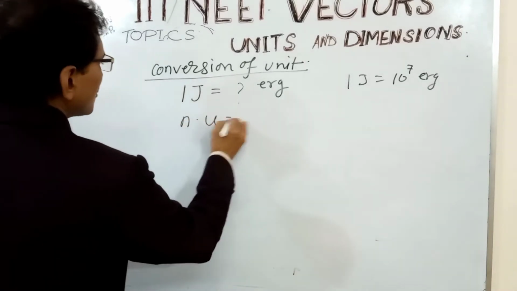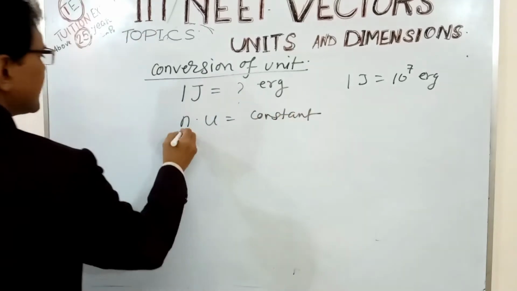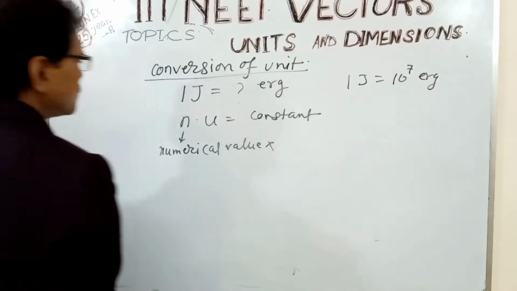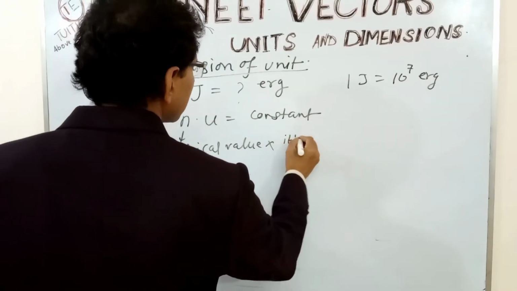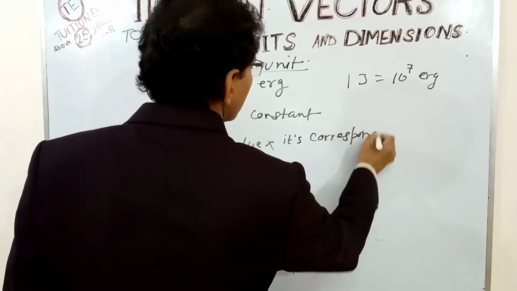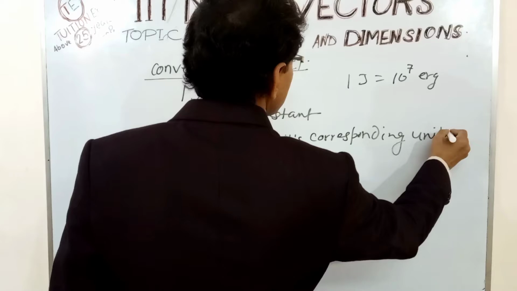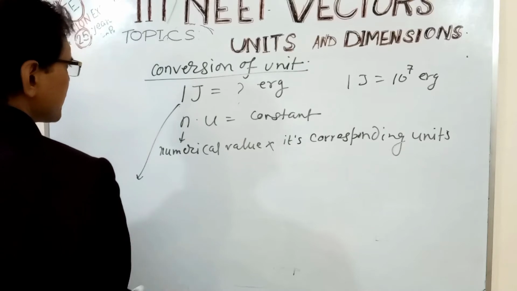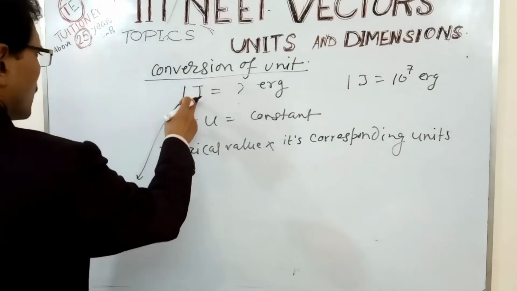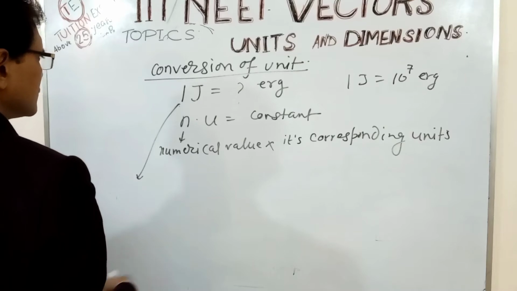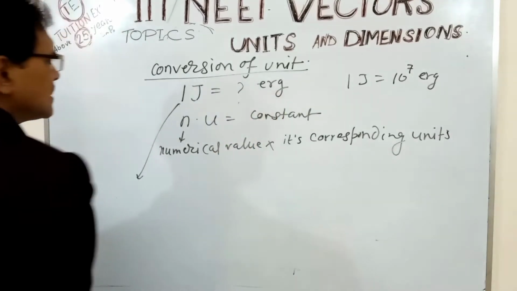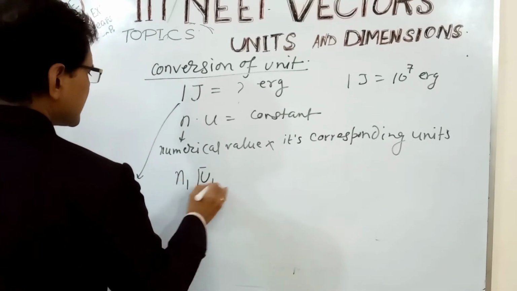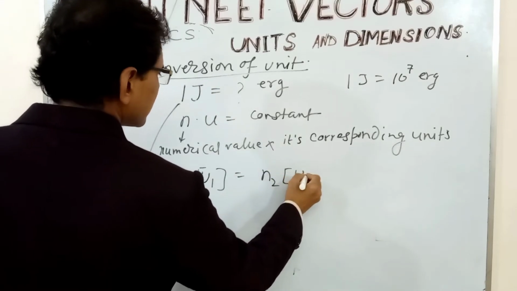n times u equals a constant, where n is a numerical value and u is the corresponding unit. Suppose 1 joule, this is the SI system. 1 joule is the unit of work in the SI system, and erg is the unit of work in the CGS system. So here n1 is for one system and n2 for the other system.